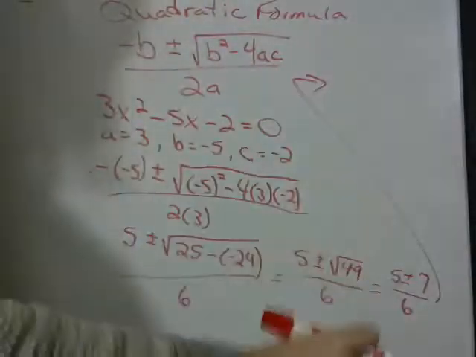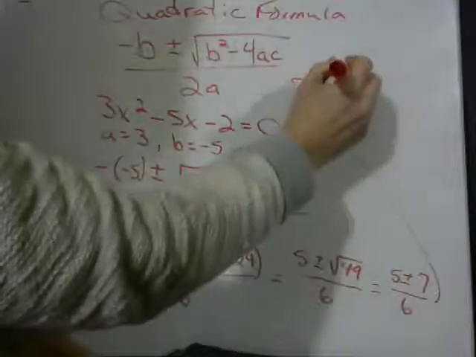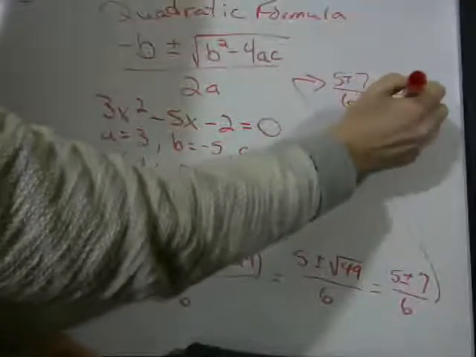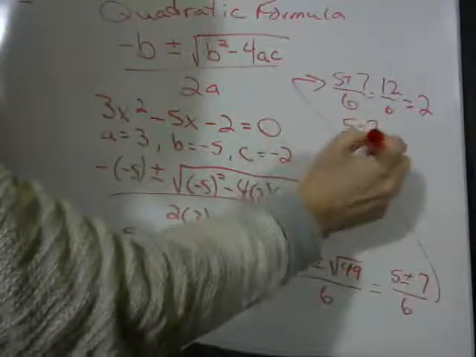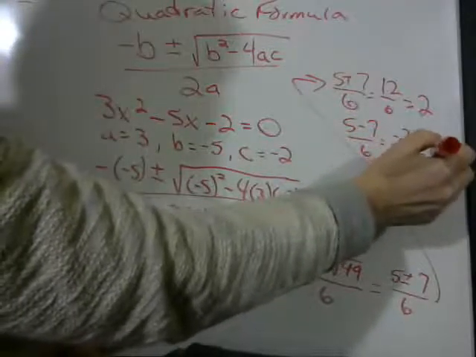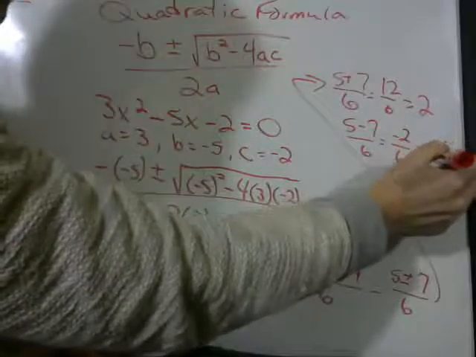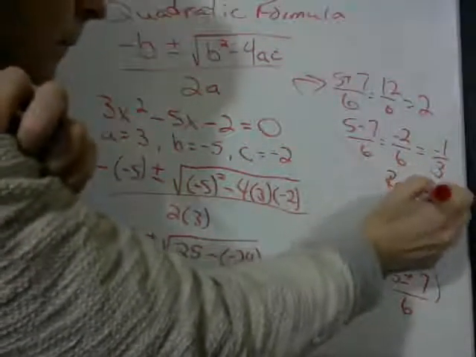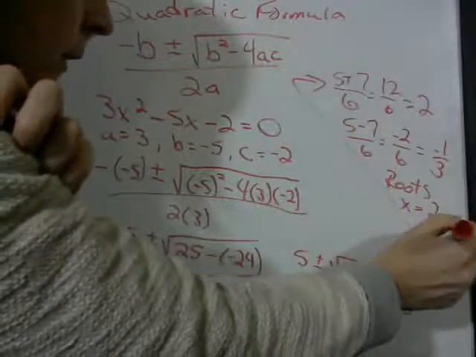We're going to come up here now. So again, we have two answers. We have 5 plus 7 divided by 6. What's 5 plus 7? It's 12, divided by 6 equals 2. And we have 5 minus 7 divided by 6. 5 minus 7 is negative 2 divided by 6. And if you put this in lowest terms, you have negative 1/3. So your roots, x equals 2 or x equals negative 1/3.